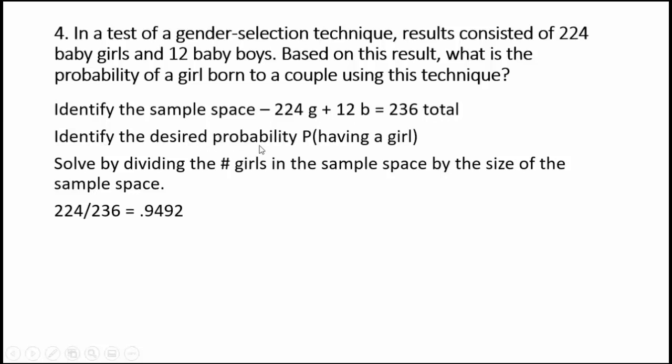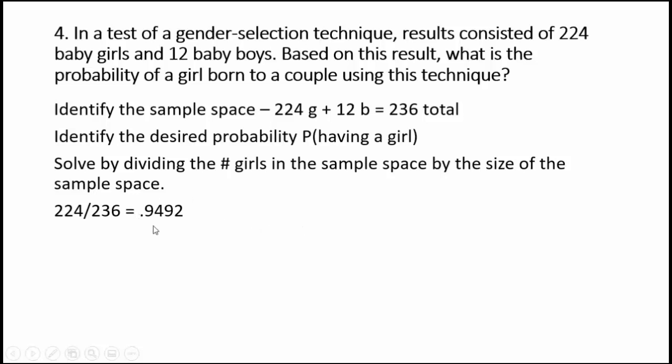So identify the desired probability, which is the probability of having a girl. So we divide the number of girls in the sample space by the size of the sample space. There were 224 baby girls, right? And the sample space was 236. So 224 divided by 236 gives us 0.9492, and there you have it. Okay, so there's the probability.